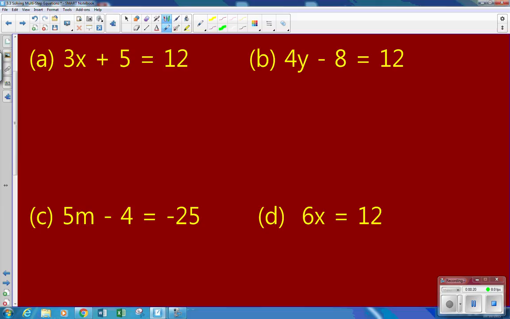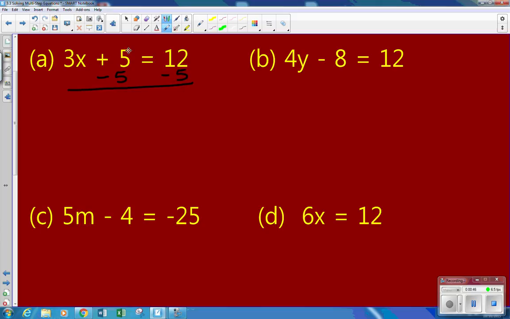This is not just 3x, it's 3 times x plus 5 equals 12. Well, I want to move over everything that's not touching the letter. So the 5 is not touching the letter. I want to move it over to the other side of the equal sign. So this is a plus 5. I want to do the opposite of plus, which is subtract. I subtract 5. Now I have to do this to the other side, because whatever you do to one side of the equation, you have to do to the other.